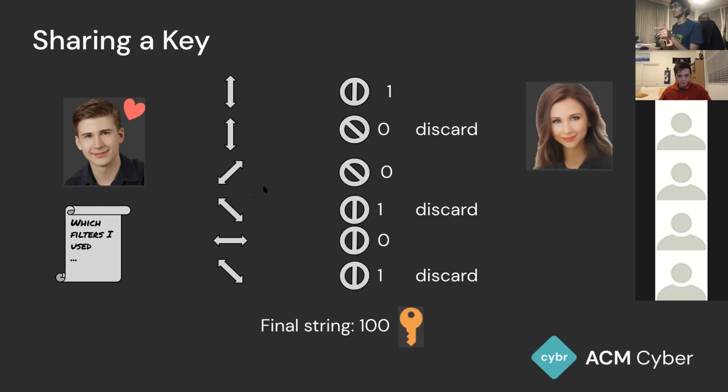Okay. Someone asked, how does Aaron learn the key? So when Aaron and Sharon are communicating over which filters they were supposed to use, both of them now know which ones Sharon was wrong on. So they now both know which of these to discard.